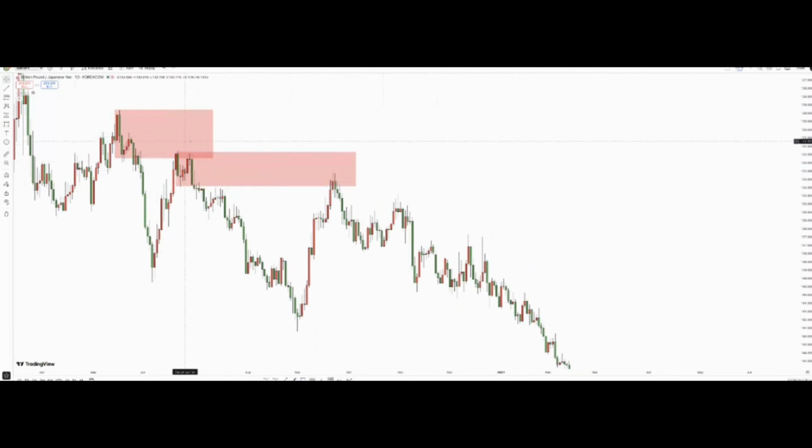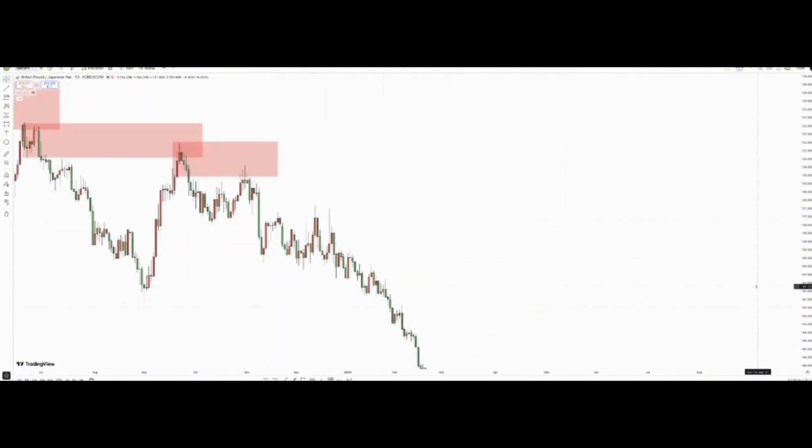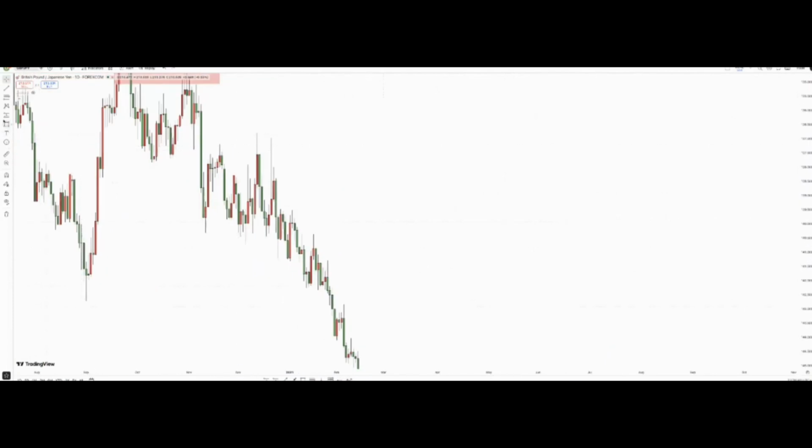So you can see this resistance zone, how price rejected from this resistance zone, created the lower low, came back to test the resistance zone, and also rejected again. And you can see multiple resistance zones being formed right here. You can see how price retested this level several times before the drop.